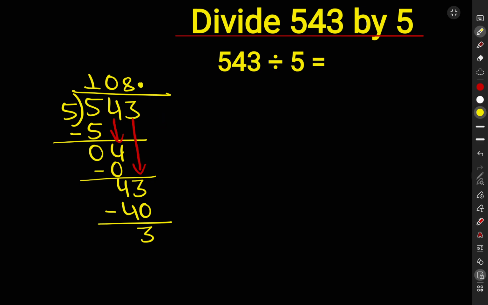So we put a decimal here so that we can put 0. So it is 30 and 5 times 6 is 30. On subtracting we get 0. So 543 divided by 5 is 108.6.